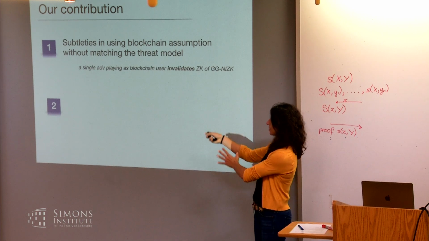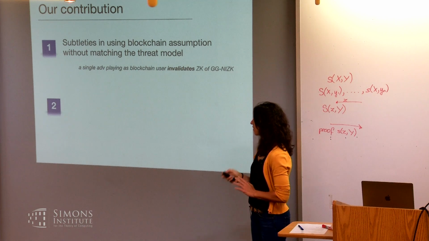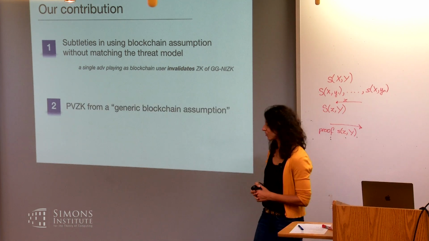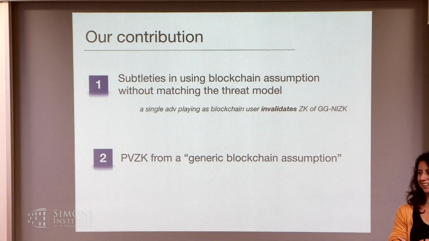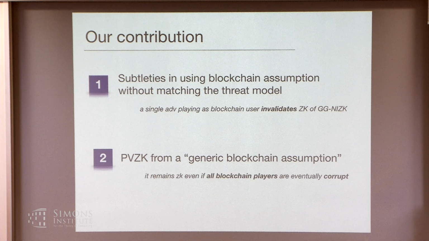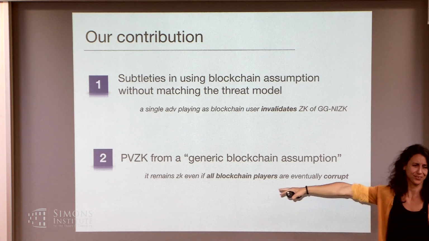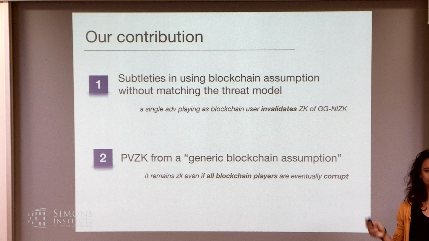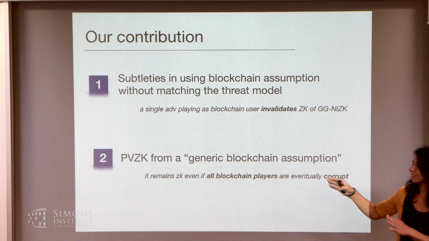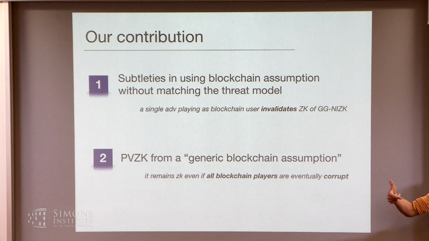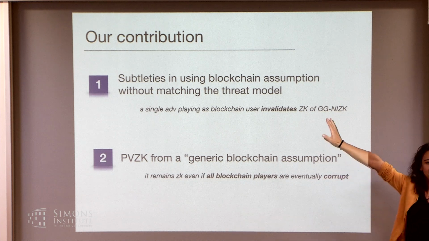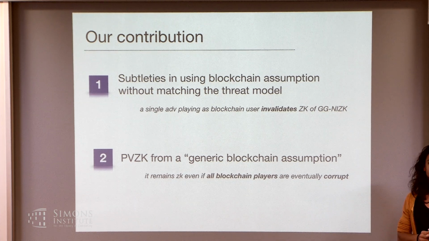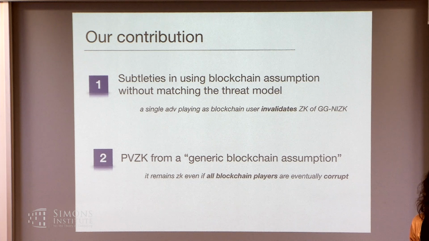This leaves open the question of whether we can do PV NISC from a blockchain assumption, and we do propose a construction from a generic blockchain assumption that I'm going to introduce. We prove that our scheme remains zero knowledge even if later the blockchain collapses. Even if later all the miners become malicious or the blockchain protocol is completely changed, the zero knowledge proof, the strings that I see, remains zero knowledge. It doesn't matter if the blockchain collapses, it's still fine.